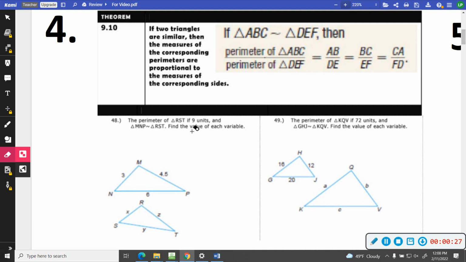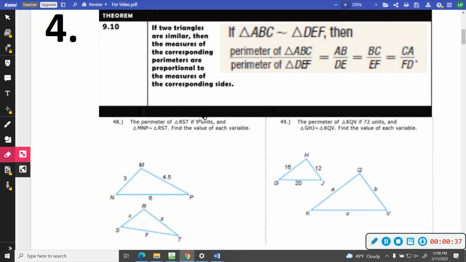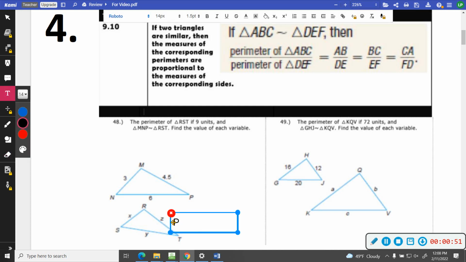The perimeter of RST, find the perimeter of triangle RST, and I believe that should say "is," not "if," and we know that these two triangles are similar. Find the value of each variable. So the perimeter of RST is 9. So where is RST? That'd be right here. I'd say perimeter equals 9.